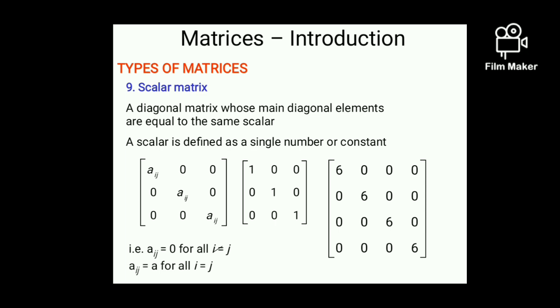So coming to the conclusion, a matrix is an array of numbers arranged in rows and columns, and those are some of the types of matrices.